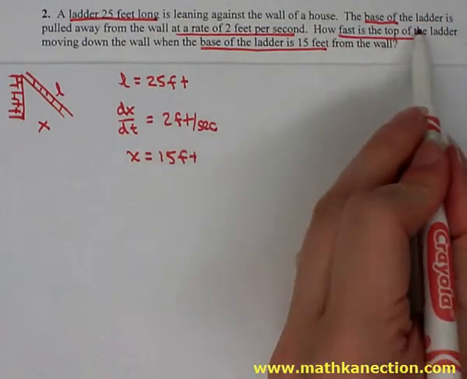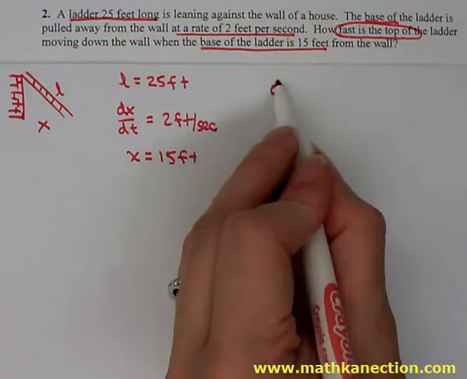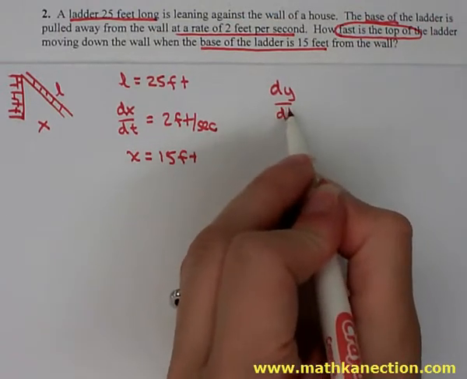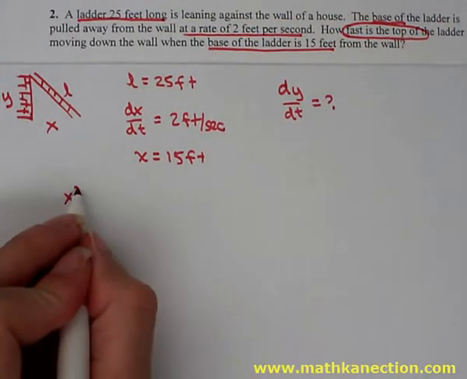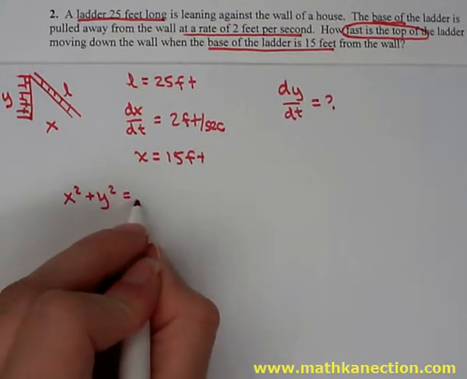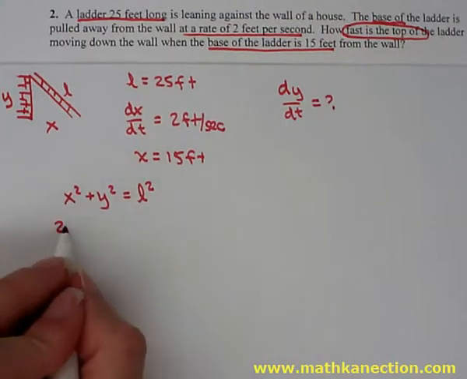The question says how fast is the top of the ladder moving down the wall. So we'll use y for the ladder from the top of the wall. So dy/dt is what we're looking for. Using the Pythagorean theorem, x squared plus y squared is equal to L squared.